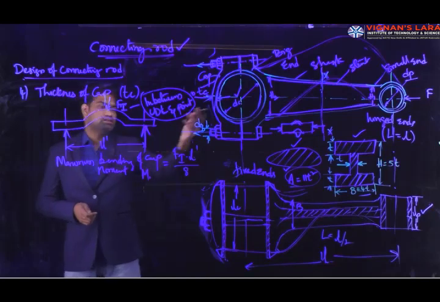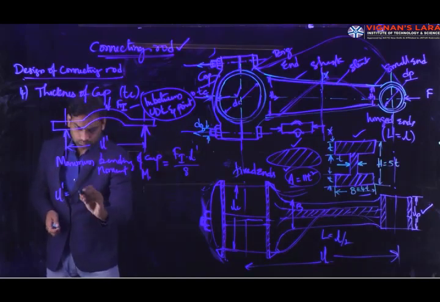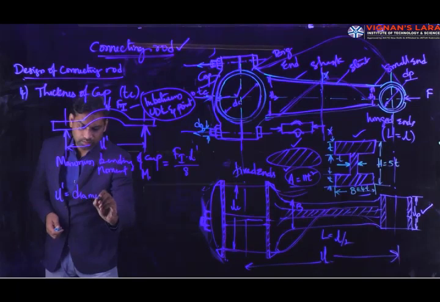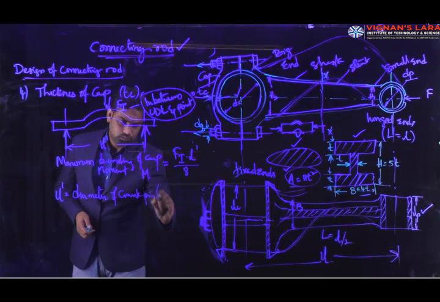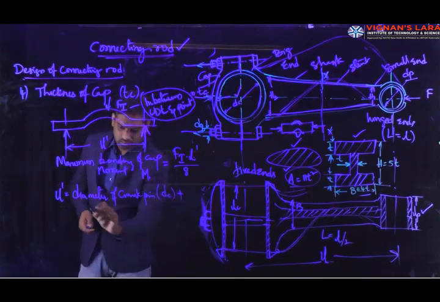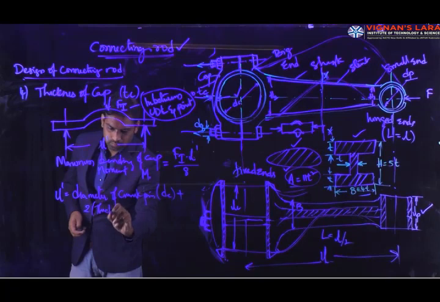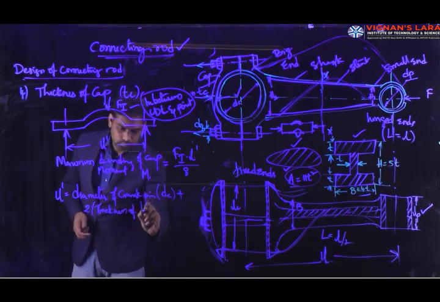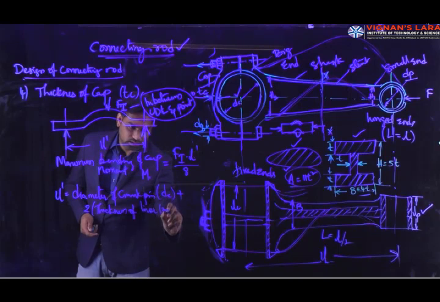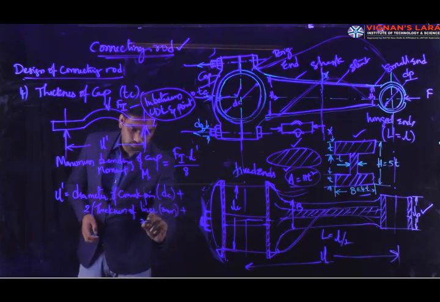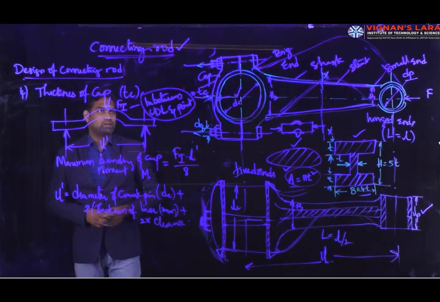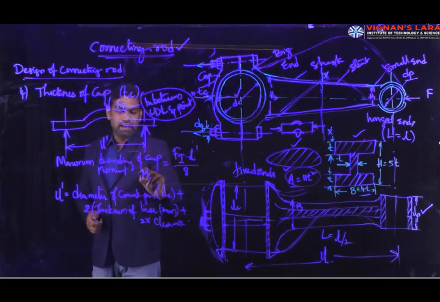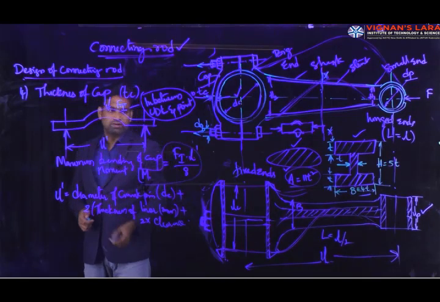L dash, the distance between the center of the bolts, is taken as the diameter of the crank pin, DC, plus 2 into the thickness of the liner, which is taken as 3 mm, plus 2 into the clearance, clearance on both sides. That gives the distance between the center of the bolts. Using that, I can calculate the maximum bending moment acting on the cap, F into L dash by 8.